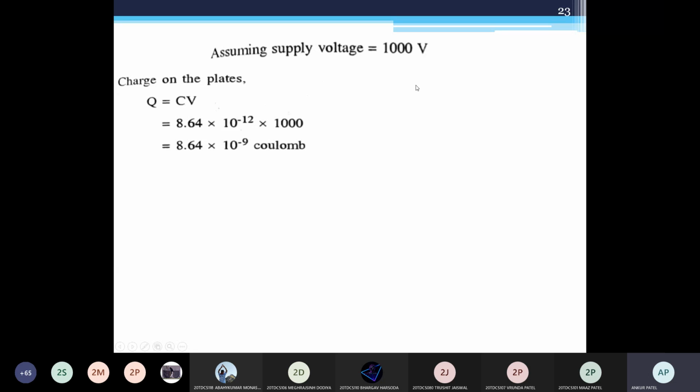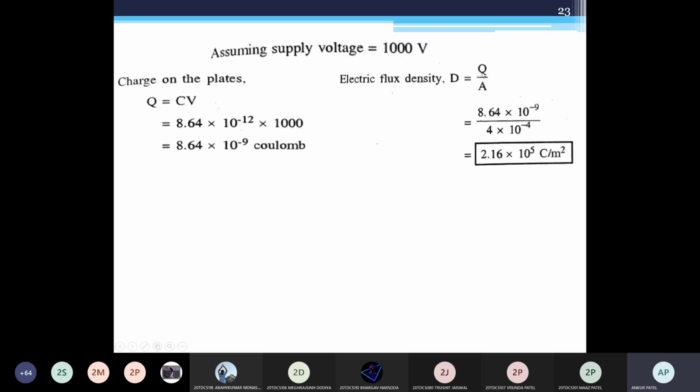What is the need of finding this Q? Because after that we need the flux density. The flux density equation: D is equal to Q by A. And the dielectric strength, or electric field intensity, E is equal to D upon epsilon 0 into epsilon R. We know the relation D is equal to epsilon 0 epsilon R into E. So according to that, we can write.